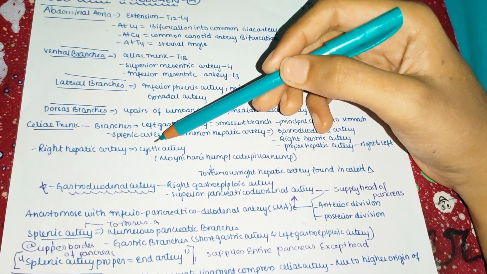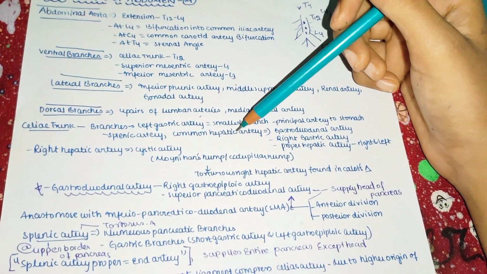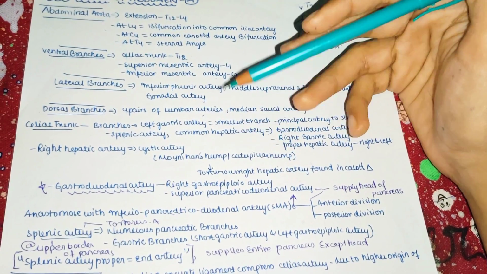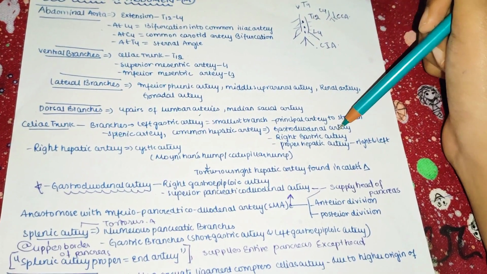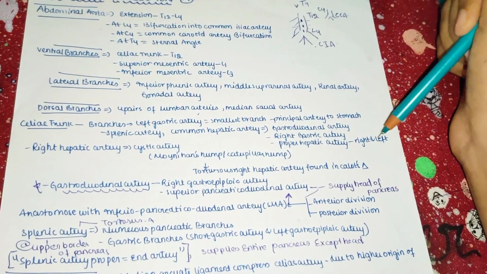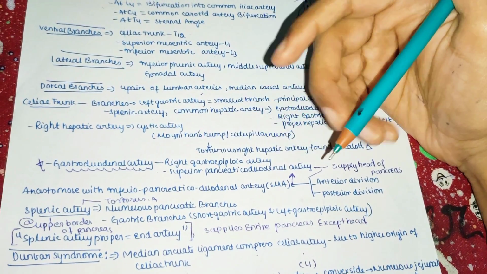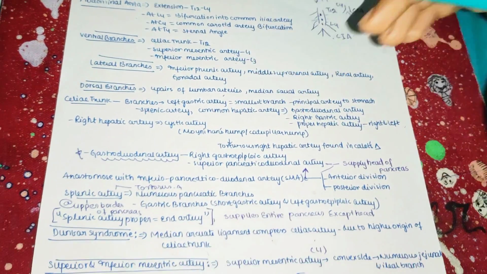Next is the splenic artery. In the stomach, it will give rise to short gastric arteries. And next is the common hepatic artery, which gives gastroduodenal artery, right gastric artery, proper hepatic artery, right and left. So these are all the arteries which are indirectly related to the stomach. So this is about celiac trunk.